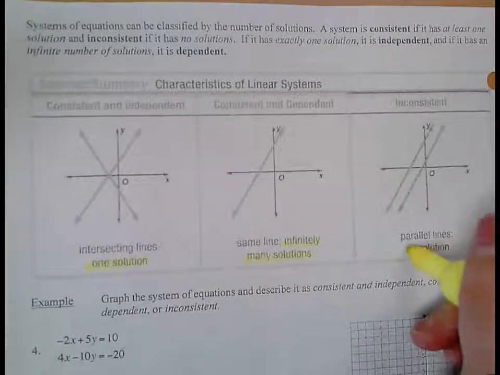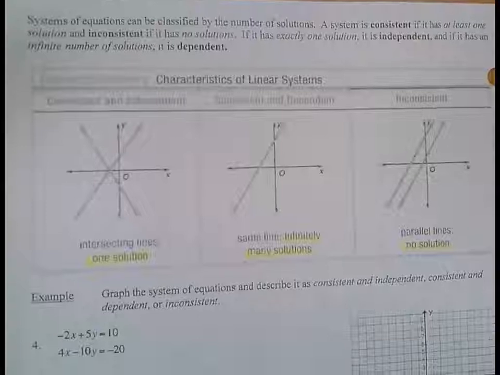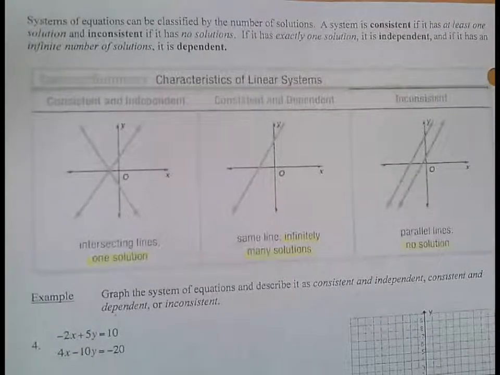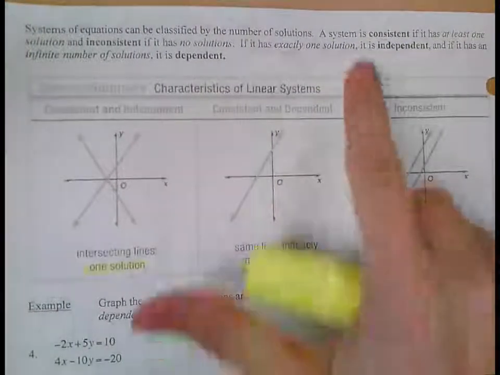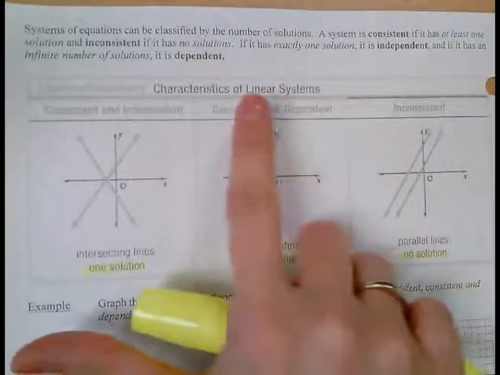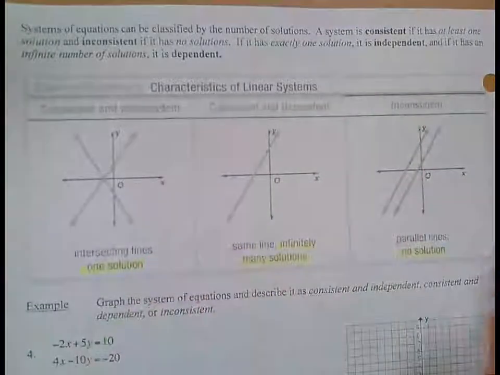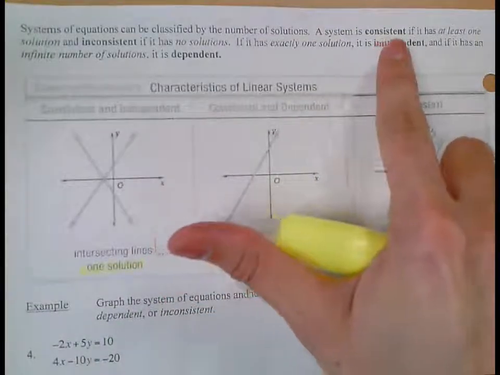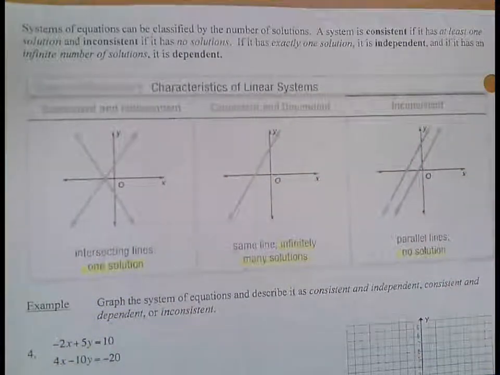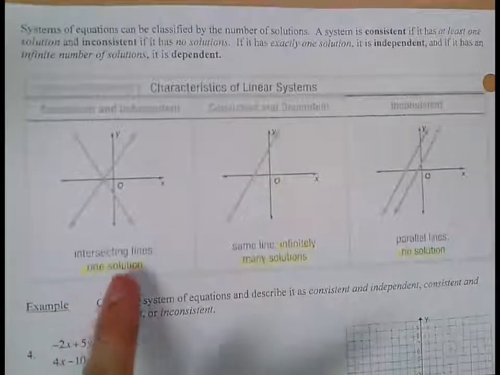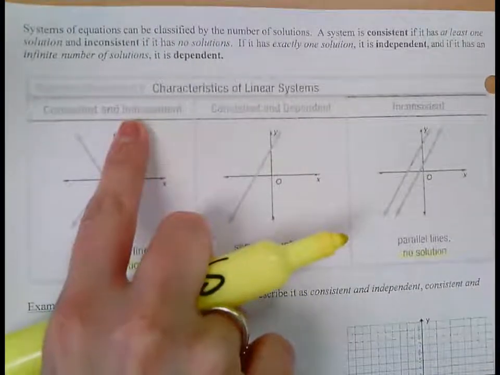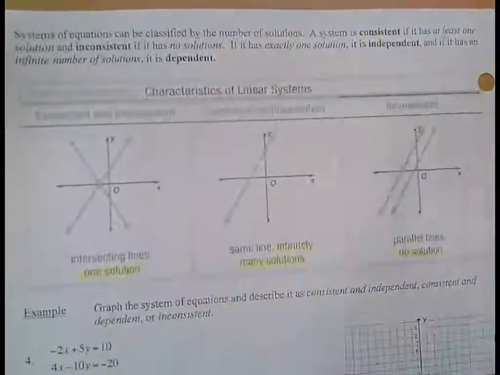And then it is also possible to have no solution. If your lines are parallel, they will never intersect. And if they don't intersect, there's no solution. So to classify a system, this is where you don't say what the answer is, but you say whether it's consistent or inconsistent, and then independent or dependent. So consistent, because I know these are written up above, so you can see for one solution, for example, it's consistent and independent. But here's why.